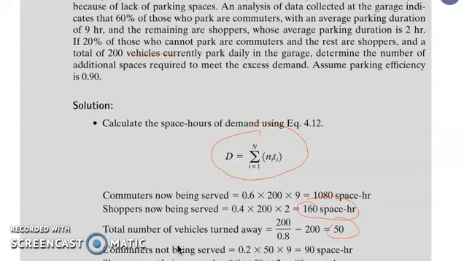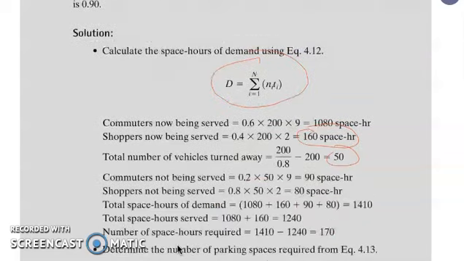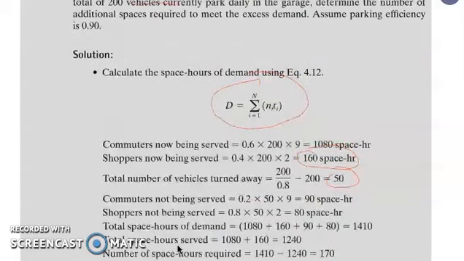Now, commuters not being served. Of course, 20% of those who cannot park are commuters. So that will be 0.20 times the total number of vehicles that turned away, so times 50, times 9, that is the number of hours to park on the garage by the commuter. So that gives us 90 space hours.